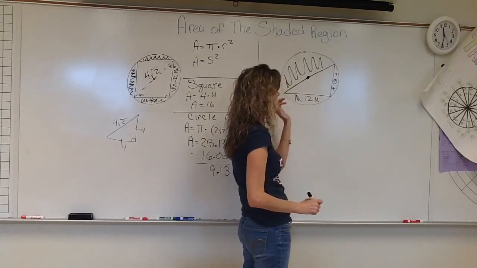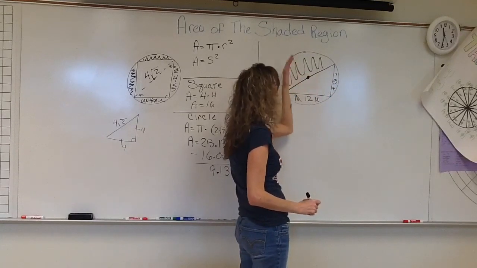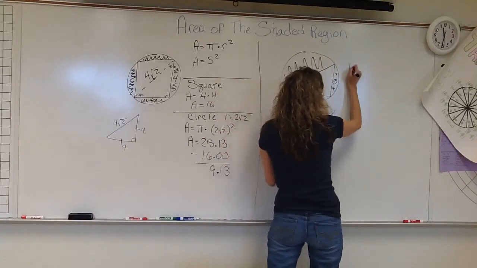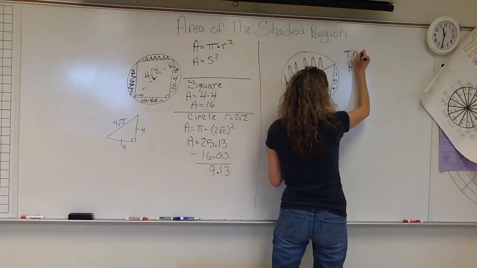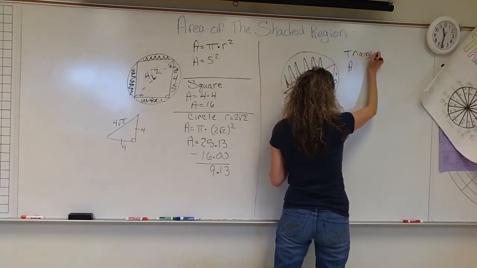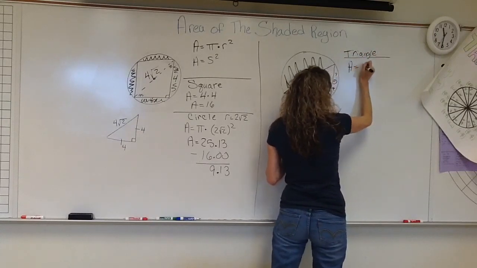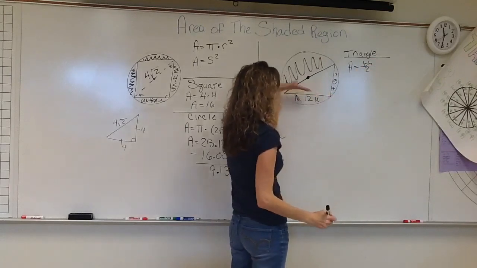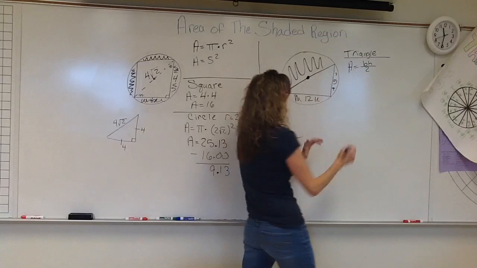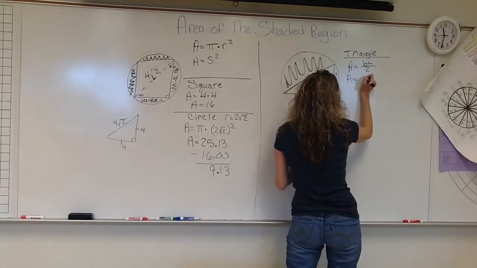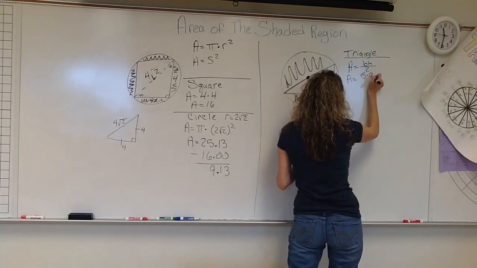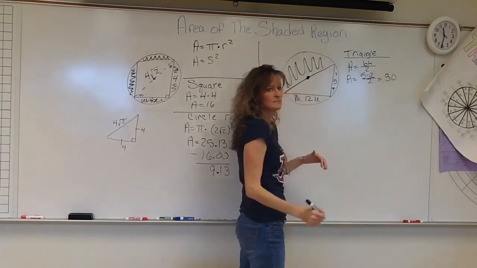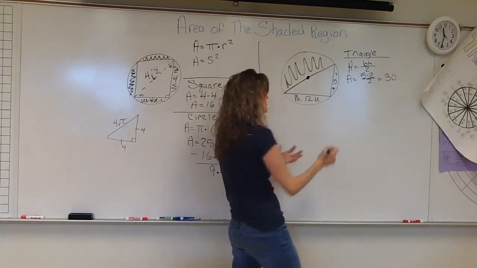I'm going to find the area of the triangle and the area of the circle, and then I have to subtract it off. To find the area of a triangle, it's base times height divided by 2. Well, the base is 12 and the height is 5. So the area of the triangle is 5 times 12 divided by 2, which is 30. And you can do that in your calculator, you'll get 30.